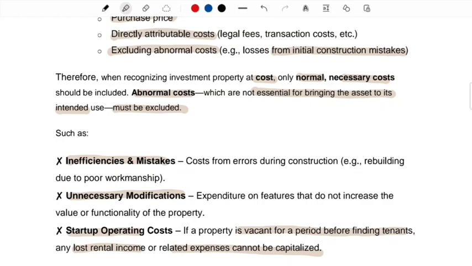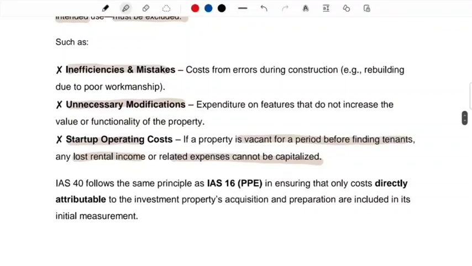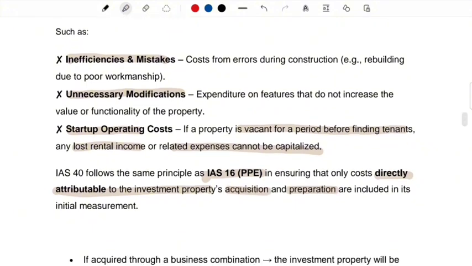It's very important. This is just like how we deal under IAS 16, that only those costs that are necessary to bring the asset to its intended working condition and location are going to be capitalized. Rest, any other indirect costs, are going to be expensed. IAS 40 follows the same principle as IAS 16, ensuring that the costs directly attributable to the investment property's acquisition and preparation are included in the initial measurement.